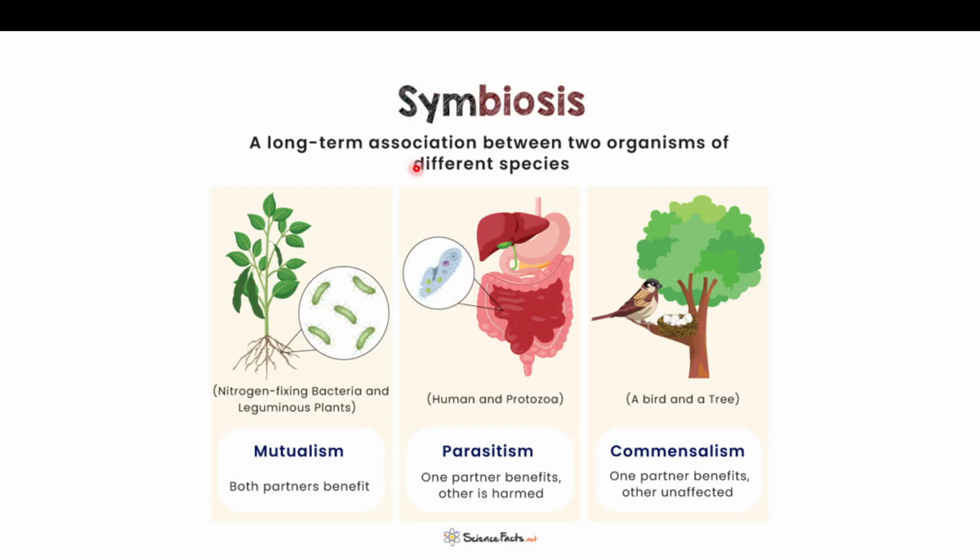So this is the pictorial representation, where symbiosis is the long-term association between two organisms of different species. We also have mutualism, where both partners benefit. Another example is nitrogen-fixing bacteria in the roots of leguminous plants. Then we have parasitism, where protozoans can live inside humans, where the protozoans are benefiting from the humans. However, eventually it causes diseases in humans. Then we have commensalism as well. But this is not always true.